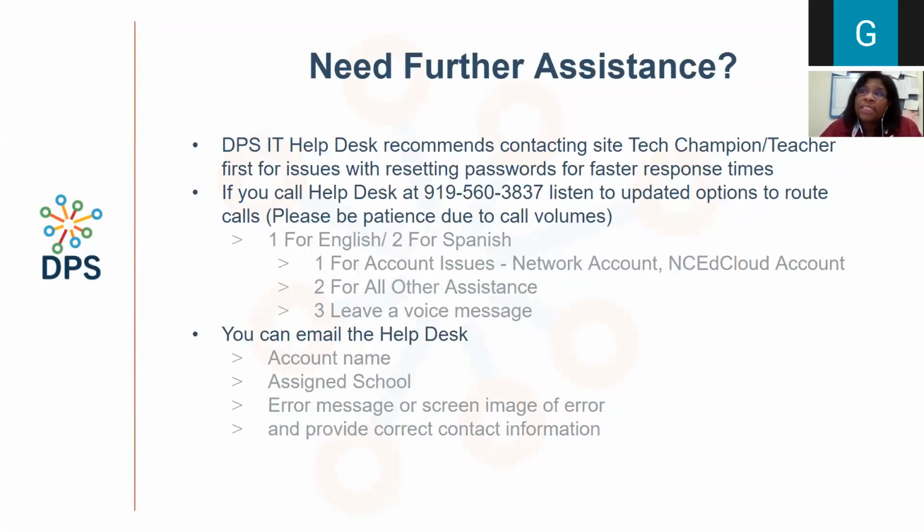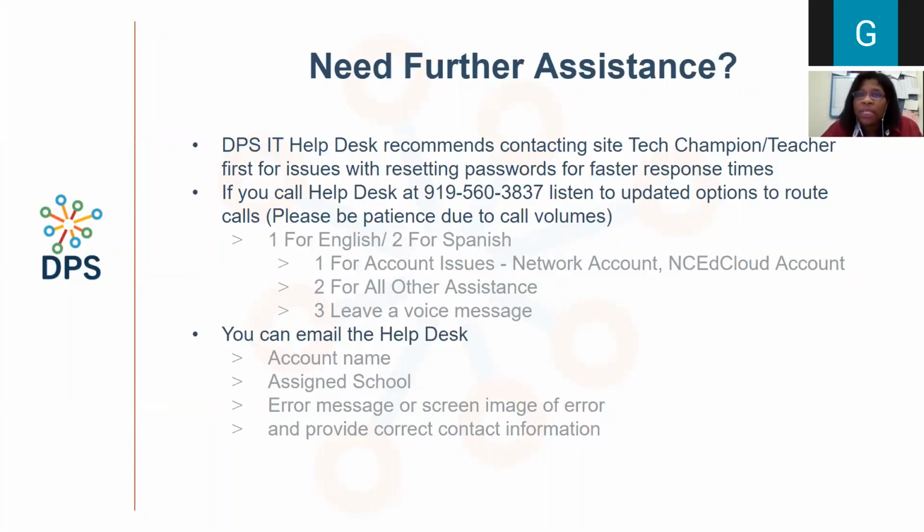But if you do decide to call at 919-560-3837, please listen to the updated call tree for routing your calls. Press 1 for English or 2 for Spanish. And then you press 1 for account issues like network account or NCX cloud account issues like resetting your password, 2 for any other issues that you might be having, or press 3 if you want to leave a detailed voice message. Again, we do have severe call volumes during this time, so we do ask for your patience, and we will call you back as soon as we have the availability.